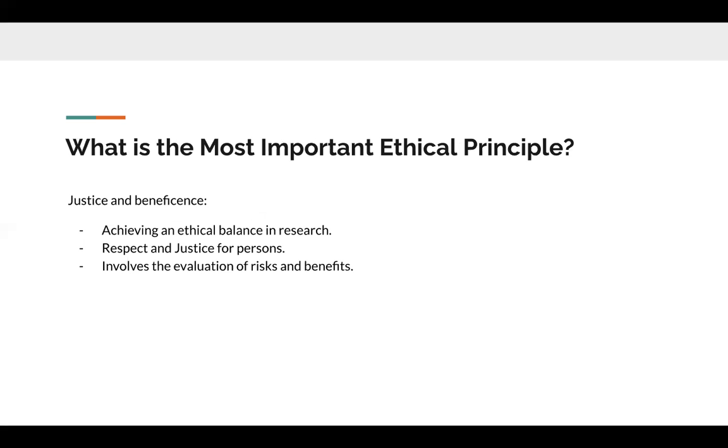In my opinion, the most important ethical principle is justice and beneficence, because it achieves an ethical balance in research. It also gives respect and justice for a person, and it involves the risks and benefits to the entire study.